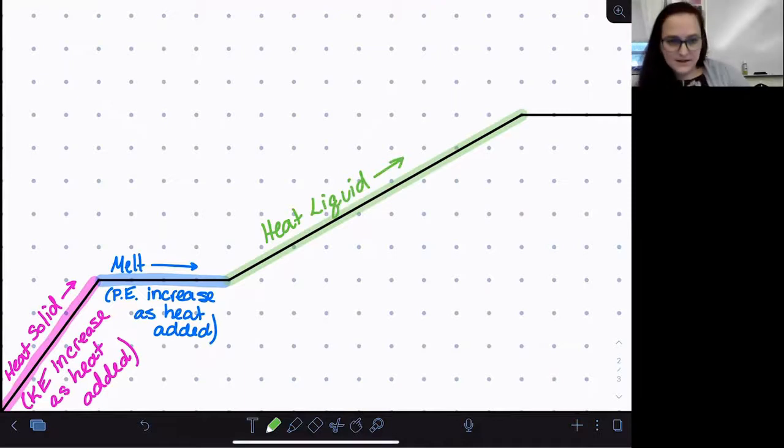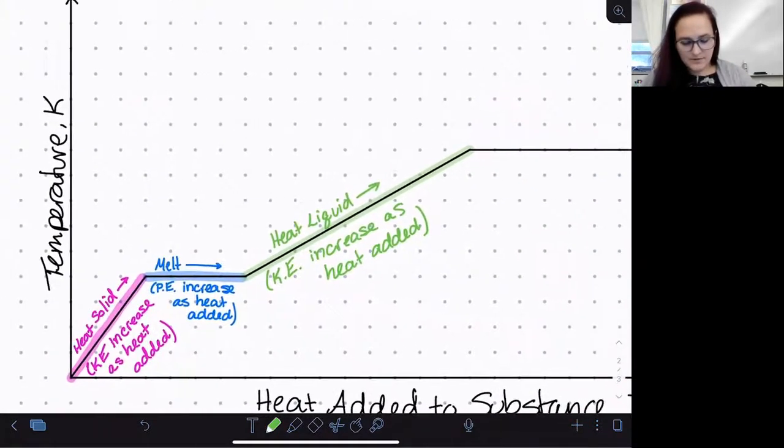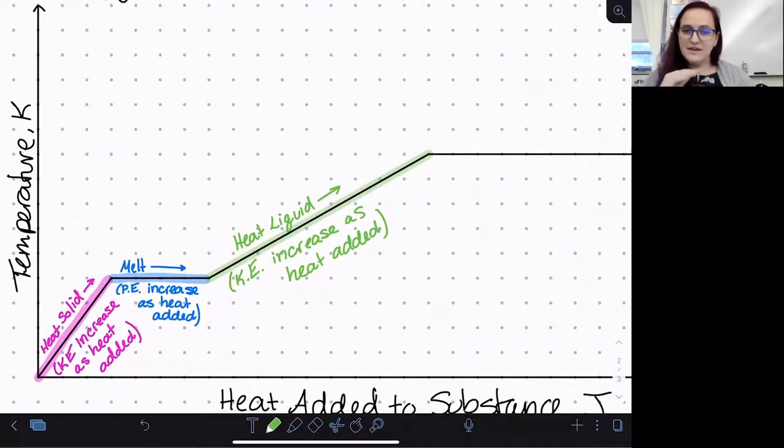As we add heat in, if our temperature is changing, our kinetic energy is changing. So this is the kinetic energy increasing as heat is added. Then we come to some certain temperature where it levels off again. That temperature is our boiling point.